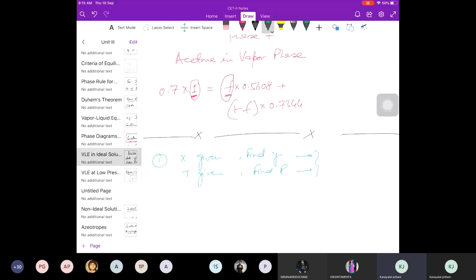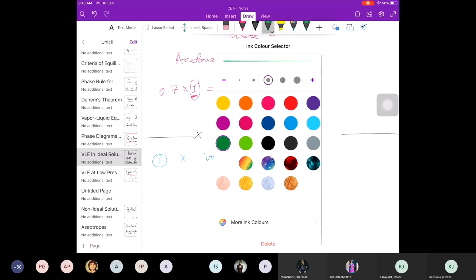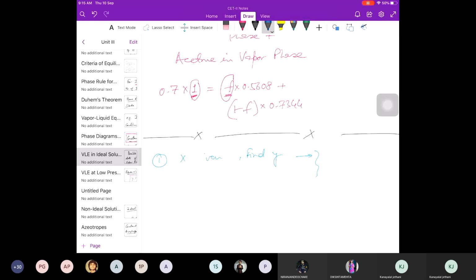For x y, temperature is not important. What is important is: x is given, find y, that is bubble point, and y is given, find x, that is dew point. Right? Is this understood?